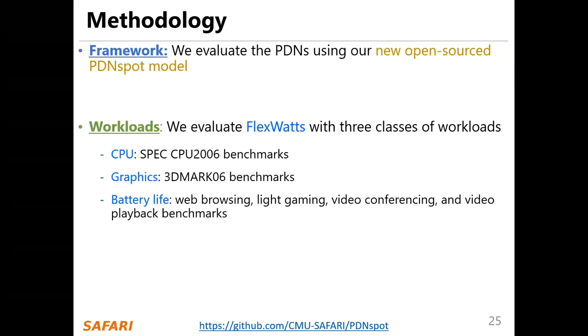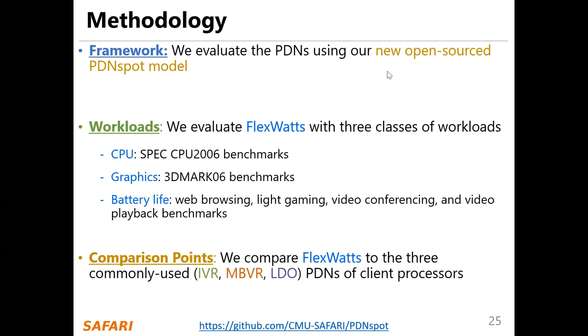We evaluate FlexWatts with 3 classes of workloads. For CPU, we use SPEC CPU 2006 benchmarks. For graphics, we use 3DMark benchmarks. And for battery life, we use web browsing, light gaming, video conferencing, and video playback benchmarks. We compare FlexWatts to the 3 commonly used PDNs of client processors.